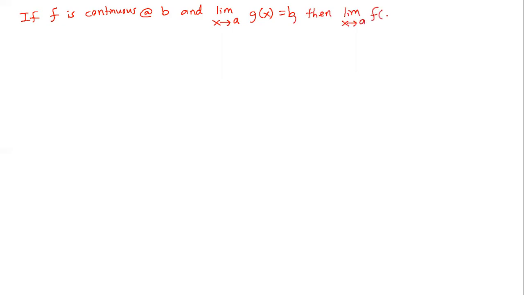Just some more random points, like two more random points. If f is continuous at b, and the limit as x goes to a of g of x equals b, then the limit as x goes to a of f of g of x equals f of b. Or in other words, the limit as x goes to a of f of g of x equals f of the limit as x goes to a of g of x.